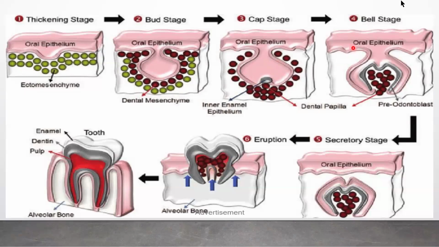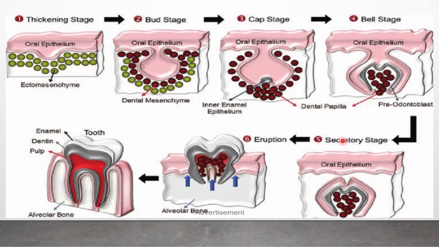Then in the bell stage, you can appreciate that these cells of the mesenchyme have already gotten into this developing pulp cavity. This is the developing pulp cavity, as you can see there. And actually they are being called pre-odontoblasts.